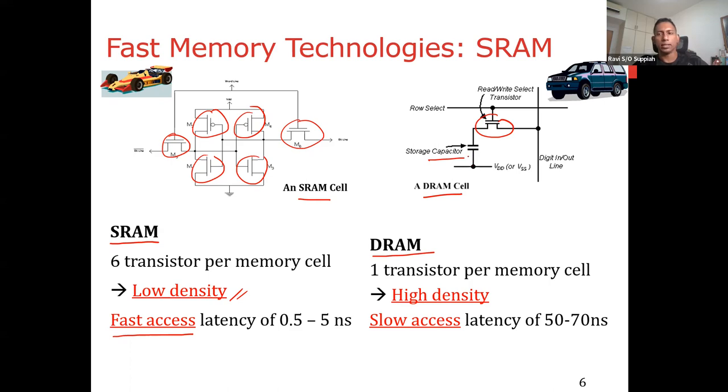So you can see that the structure only has two components. So you can squeeze a lot more of these cells into that same footprint in terms of the silicon. So the density is very high, but it is slow access. So this is an alternative, but it's a very expensive alternative.